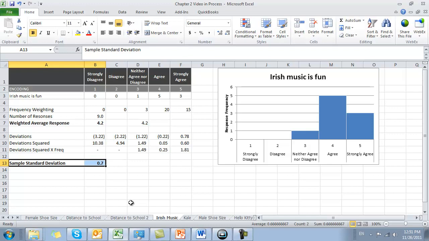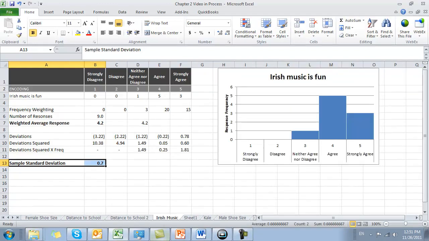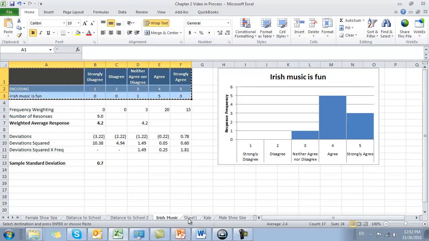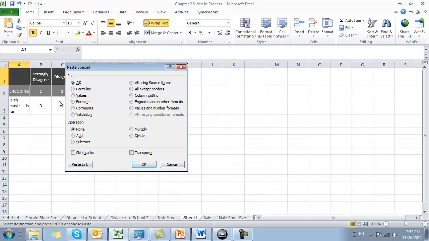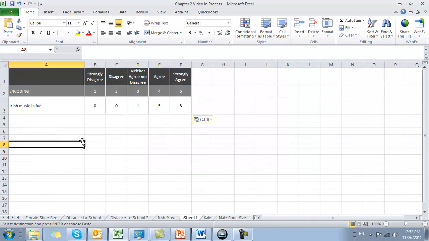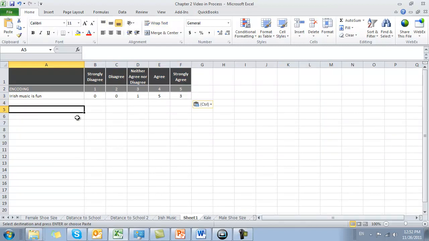There are other ways we can do this. I'm going to insert a new tab, move it, there we have it. Here's my Irish music. Let me show you another way of doing the same thing. Copy, paste. Let's also paste the column widths. Paste. Looks quite nice.